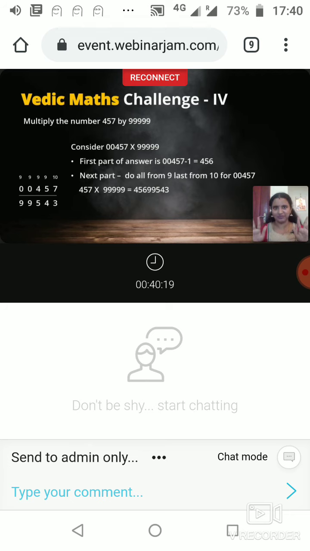more zeros before. So we first bring it to balance. We just equate the number of digits first. So we write 00457. We just add 2 more zeros before 457 to make it 5 and 5, both digits equal. Now 00457 into 99,999. Step 1, we do the same thing, 1 less, which is 457 minus 1, 456, is the first part of the answer.